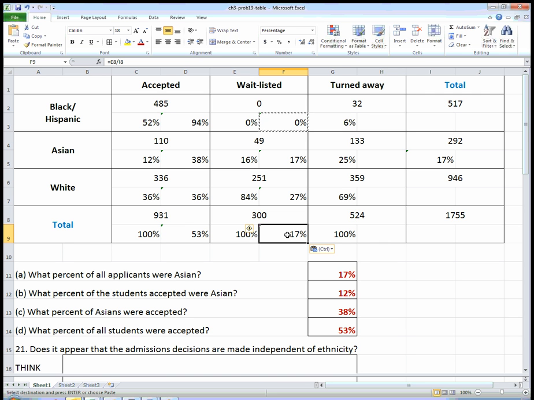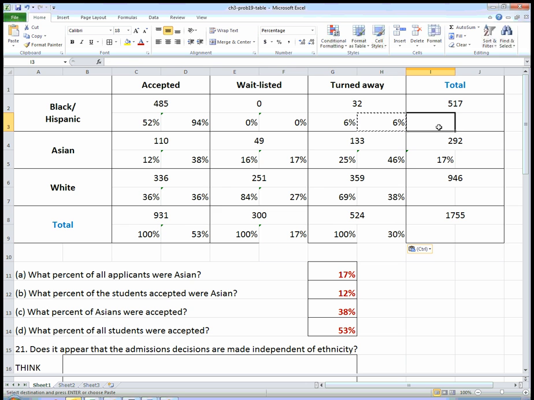So this is of the waitlisted percentage. You can see that the category that has the biggest waitlist is the whites. Not too surprising given that 84 we already saw. And then we could do equals this divided by this, and I can copy and paste that. So turned away, it's very unlikely to be turned away if you're black and Hispanic. Of course, it's vanishingly unlikely to be turned away or waitlisted if you're black and Hispanic. But it's pretty likely to be turned away if you're Asian. Turned away and waitlisted combined is pretty big for both Asian and white.